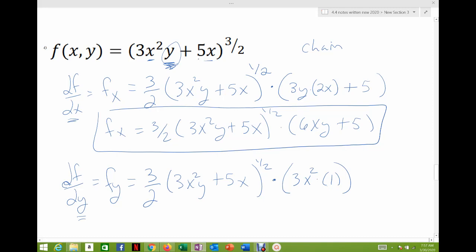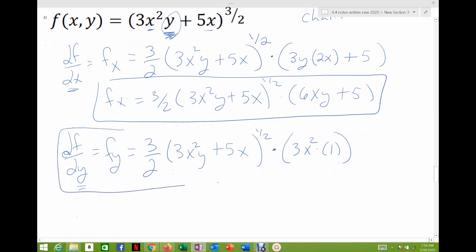The 5x will zero out, right? Because there's no y term. There's no change in y, and it zeroes away. All right, so there's the derivative with respect to y.